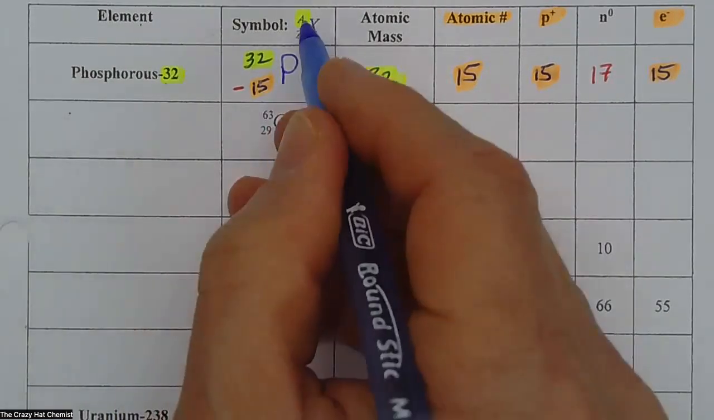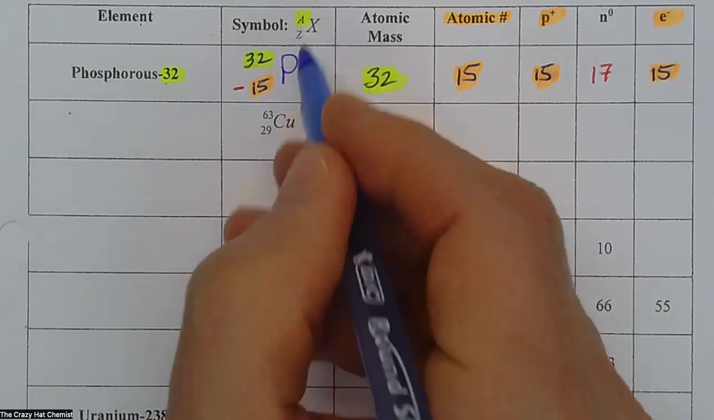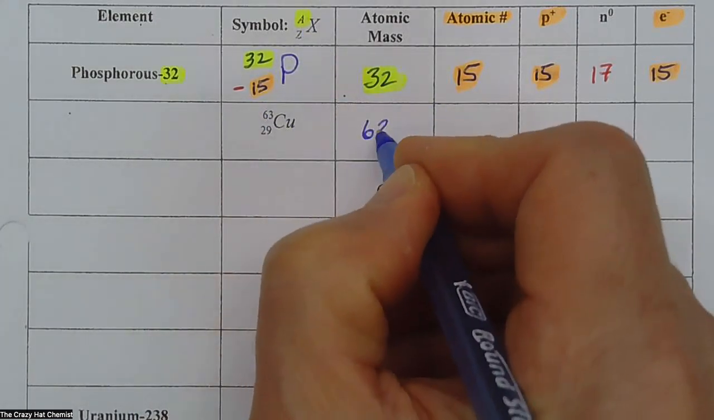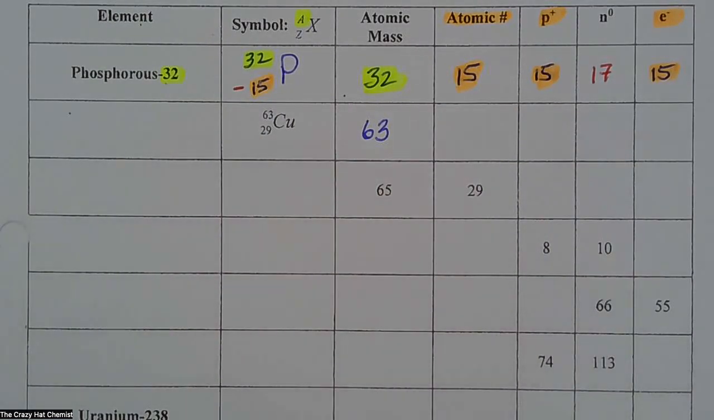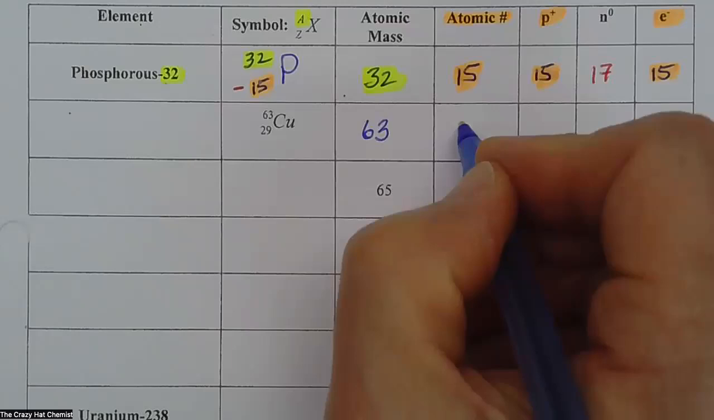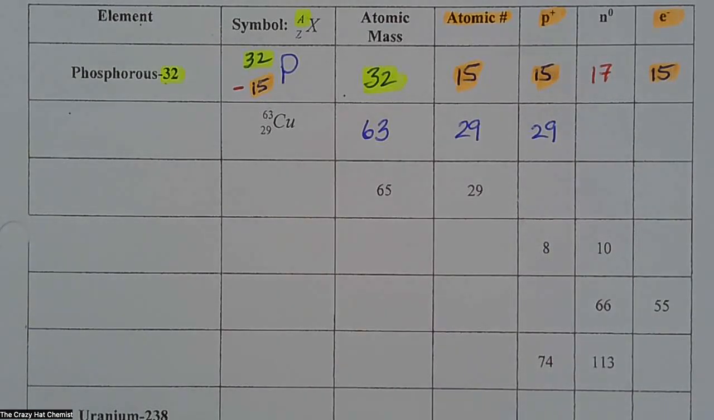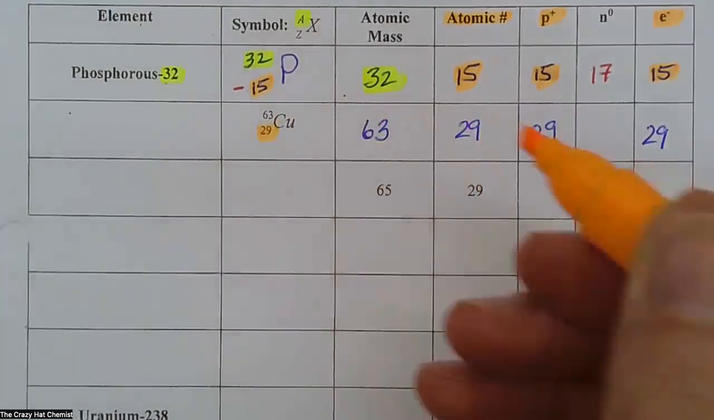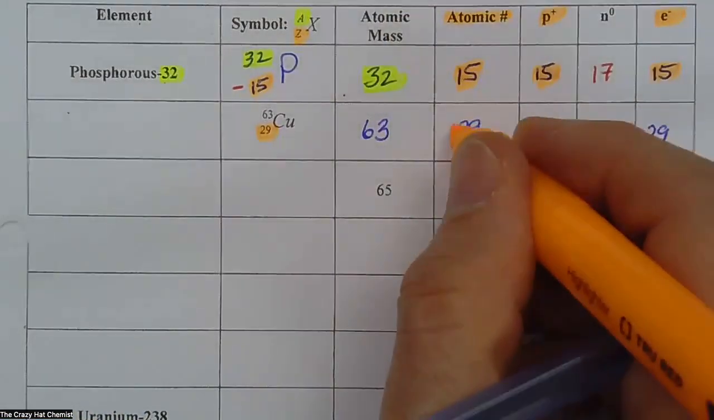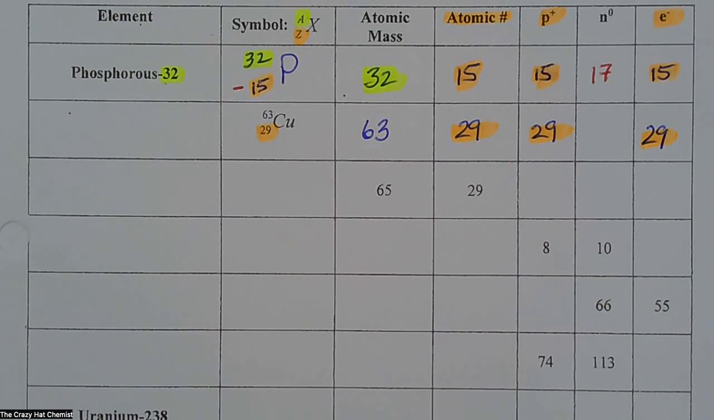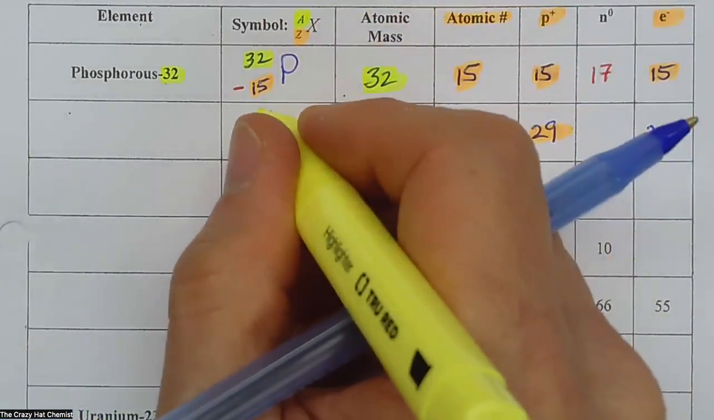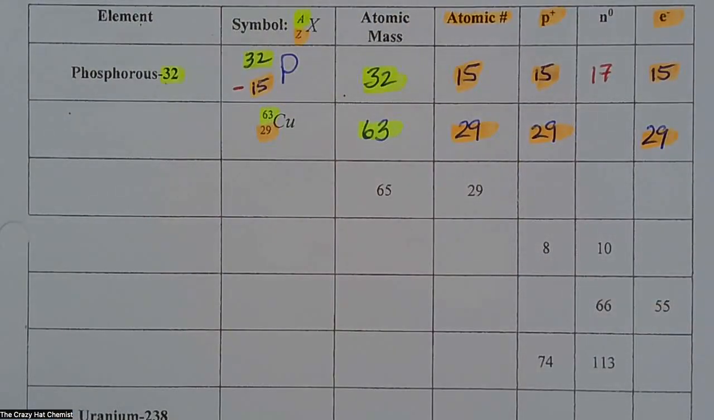So the A is represented by 63, and 63 is the atomic mass. This number, 29, is the atomic number. The 29 atomic number is equal to the 29 protons. And since this is a neutral atom, there are 29 electrons as well. I'm just going to highlight the same color coding sequence here. There's that Z, that's the atomic number, and the atomic number is equal to the number of protons. Then I have the A in my symbolic notation, and that's the 63, which is, of course, the atomic mass.